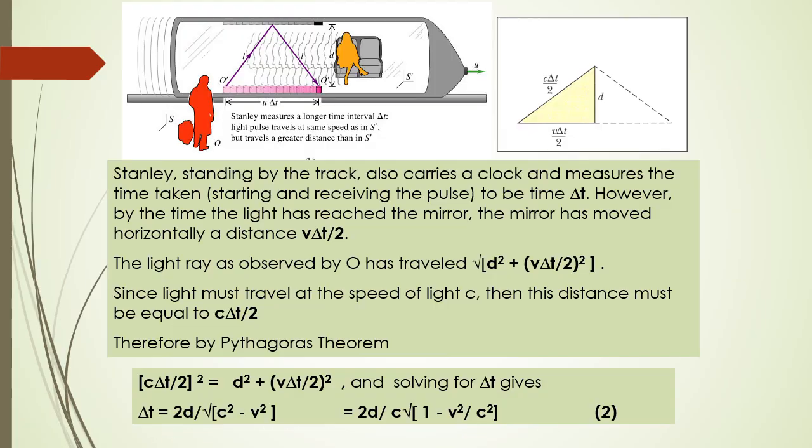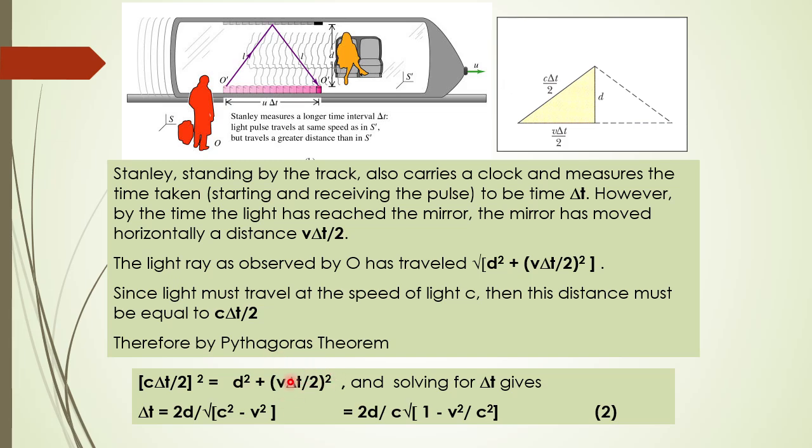For Stanley, the time that he measures will be dependent on the distance that the light ray travels in this triangle, and you can use Pythagoras theorem to go and find it. Turns out that if you use Pythagoras theorem to find these distances, the distance that the light beam travels, (c delta t over 2) squared, will be equal to d squared, where d is the height of the train, plus (v delta t over 2) squared.